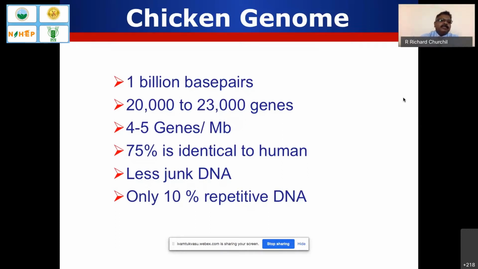So how is it possible? It is possible because the genes are concentrated more in case of poultry. Most of the major part of the non-coding regions is not present in chicken. So the gene concentration is also very high, 4 to 5 genes in 1 megabase pair of the DNA. So less junk DNA, only 10% of repetitive DNA. These are all the specialities of the chicken genome.